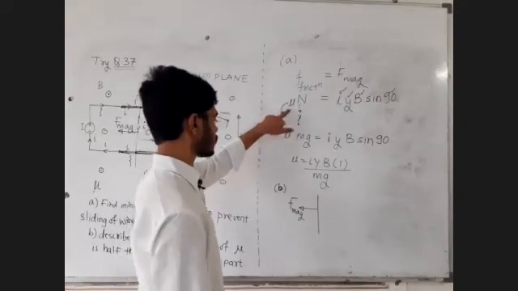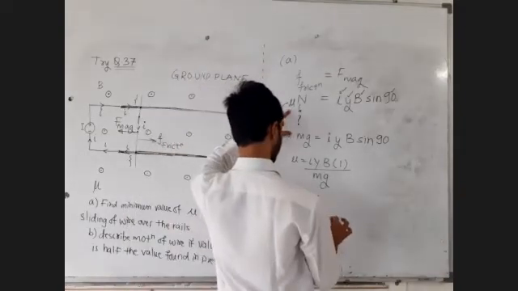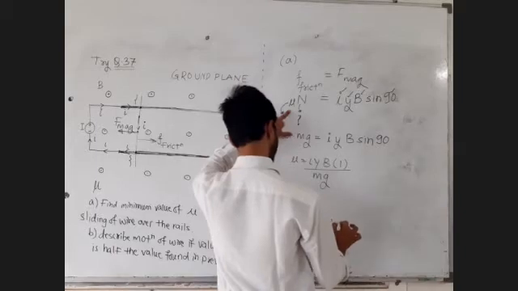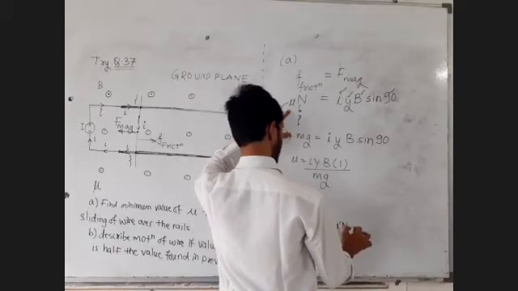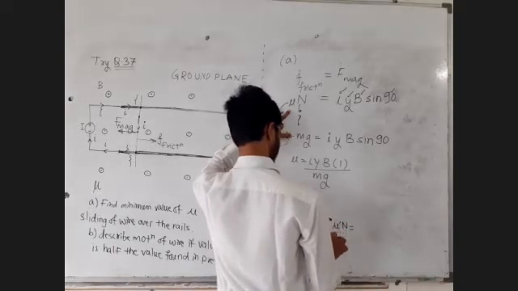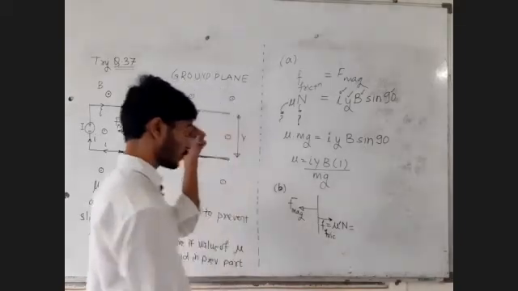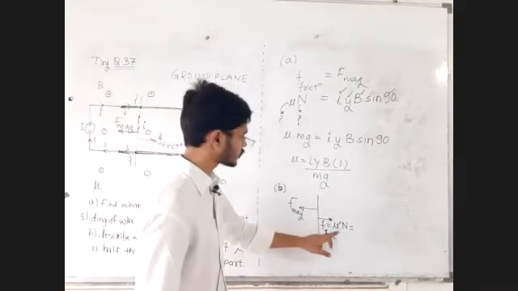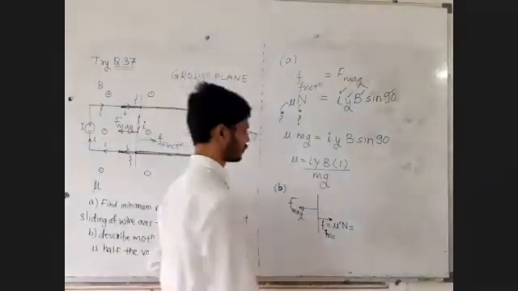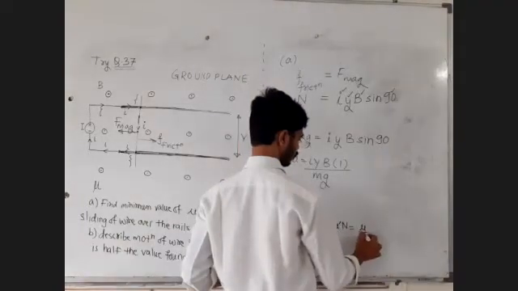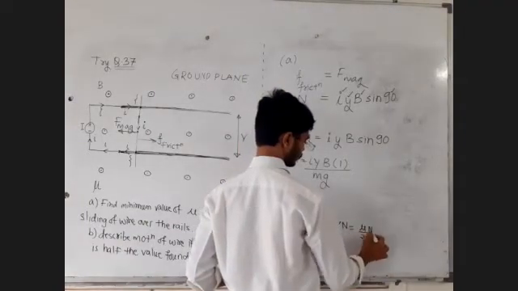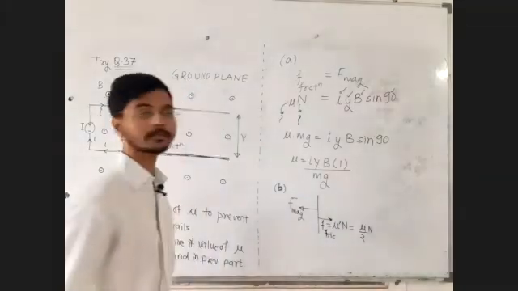The new frictional coefficient will be mu dash, so the frictional force will be mu dash into n. And they are saying the new frictional coefficient is half of this mu. Okay, so it will be mu by 2 into n.